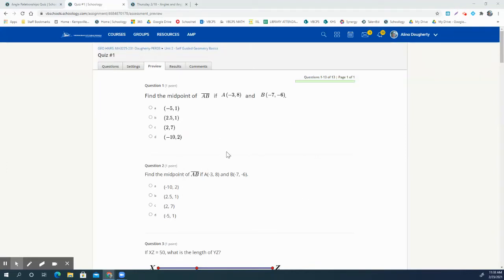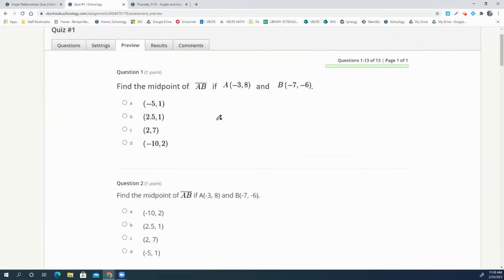All right. So in this first question, what formula do I use to find midpoint? Midpoint means I find the average. So x plus x divided by 2. And then y plus y divided by 2. Any questions on midpoint formula?